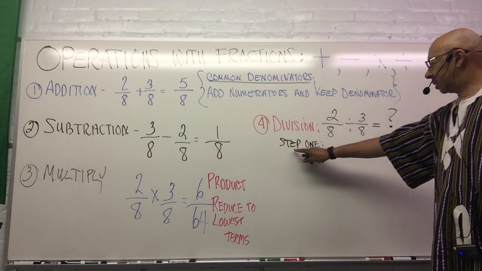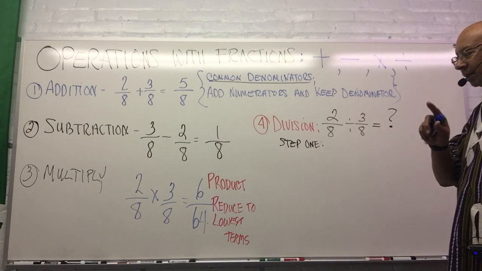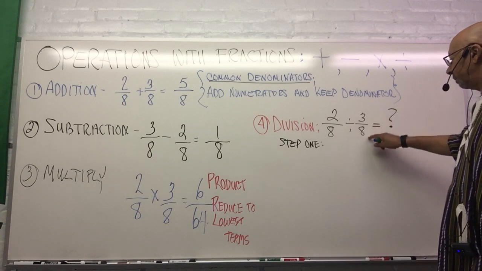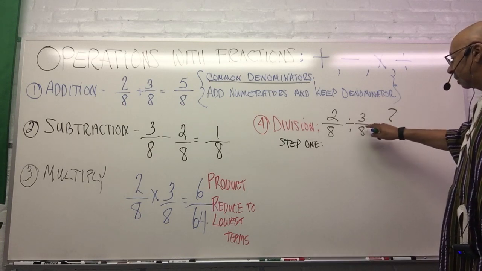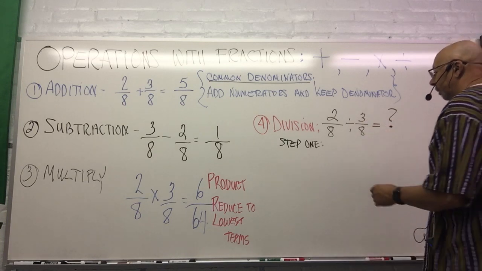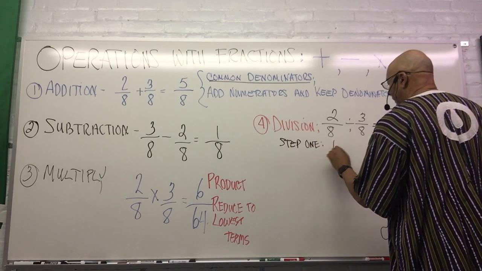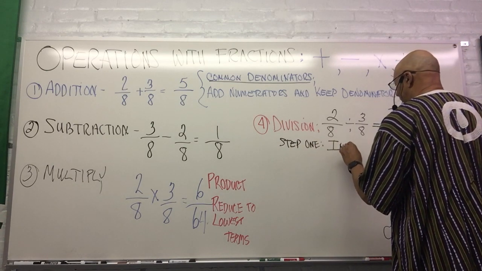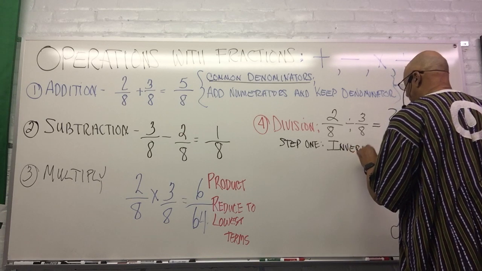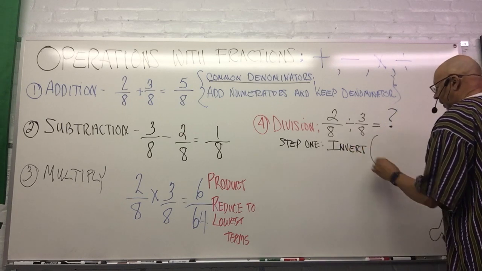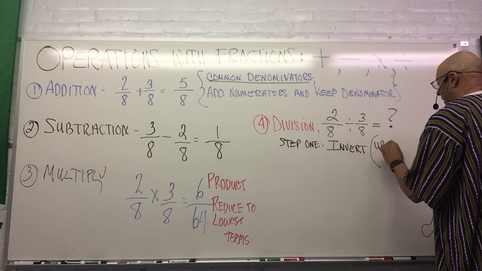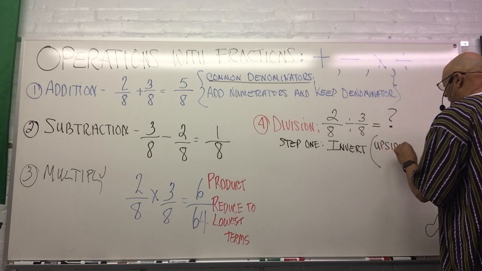Well, division has step one. The first step is to invert the divisor. And here the divisor is 3/8. So step one is invert, I-N-V-E-R-T. That means turn upside down.